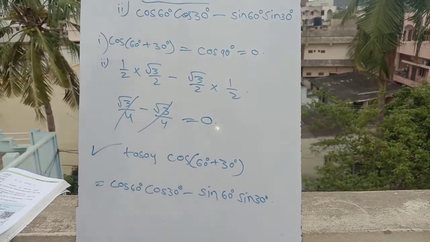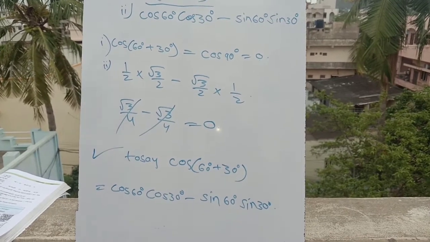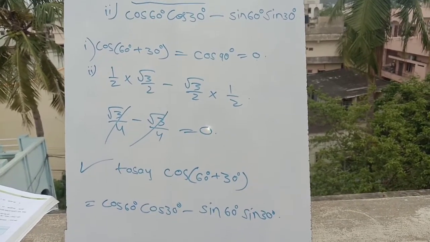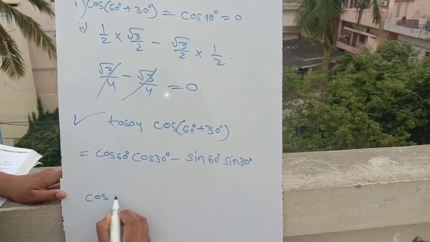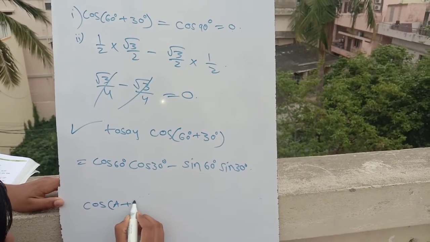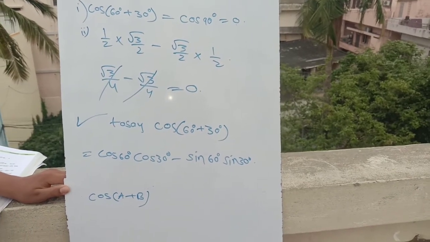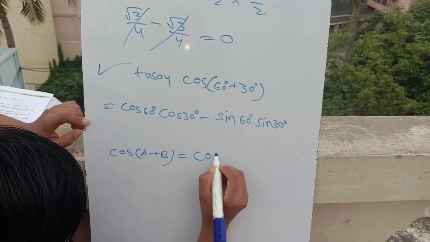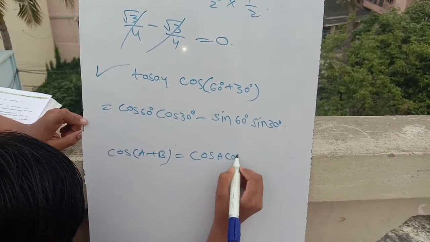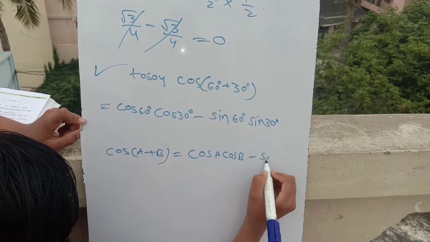So friends, this is also a very important formula to find cos of A plus B. From this we are going to write the formula. Cos of A plus B, where A and B are two different angles, is equal to cos A cos B minus sin A sin B.